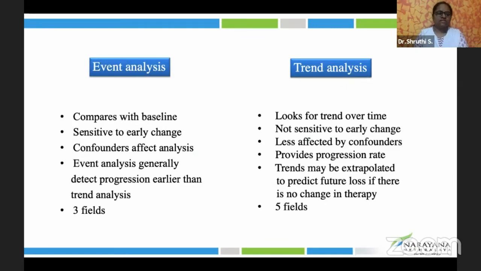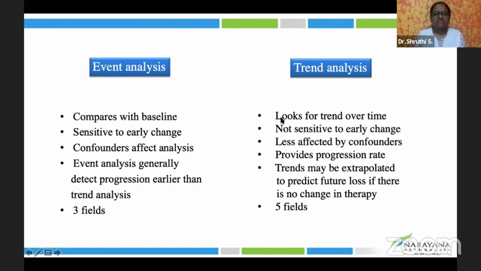Coming to the differences between event and trend analysis. In event analysis, we compare with baseline. The individual points are compared with baseline, and it is sensitive to early change, and confounders affect the analysis. Event analysis generally detects the progression earlier than trend analysis, which is very good, and we require a minimum of 3 fields to do the event analysis.